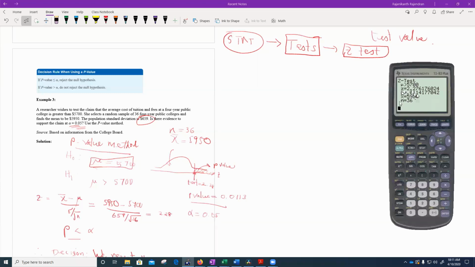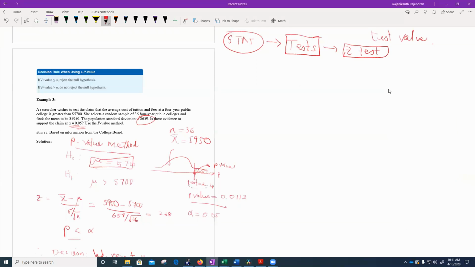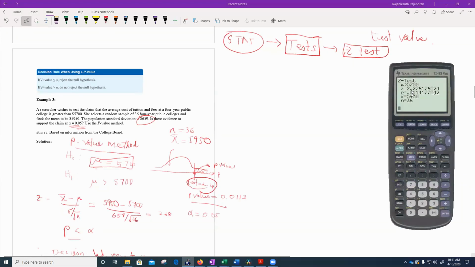This summarizes things; the calculator will give it to you. Now look at the Z, 2.28. What is this value? This is your Z test value. Remember, we got test value 2.28. So that is my test value. P-value, we got 0.0113, and the calculator gives 0.0114. A small difference, but it is very small, so you could neglect the difference.